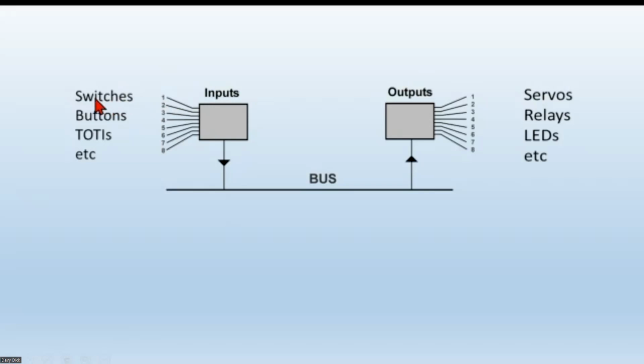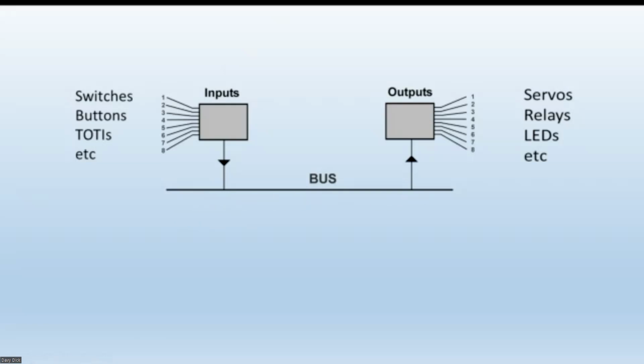For example, we could put a switch on to pin 1 here, and it would send a message along to here to operate output 1, which could be lighting an LED. So although there's 8 different devices here and 8 different inputs here, they're sharing the one pair of wires. I could add another input and another output, and have 16 inputs and 16 outputs. I could have 40 inputs and 40 outputs. I could have 100 inputs and 100 outputs, and they will still share the same pair of wires.